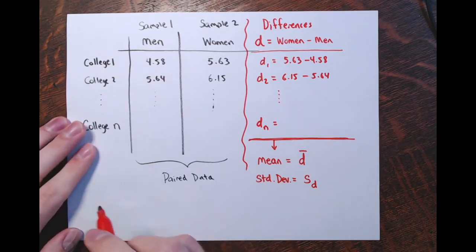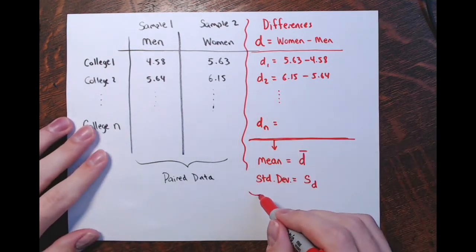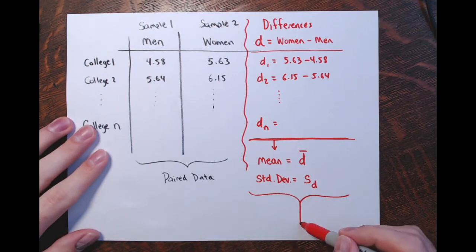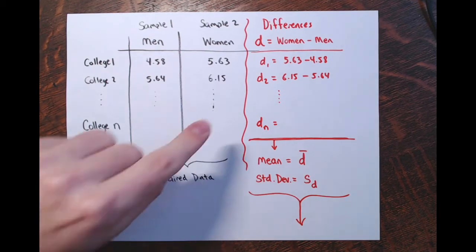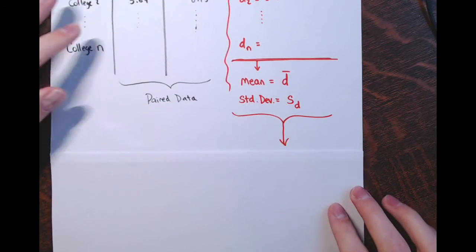Now, looking at this sample of differences, I'm going to go to the next page. We're going to apply the central limit theorem to this one sample of differences.